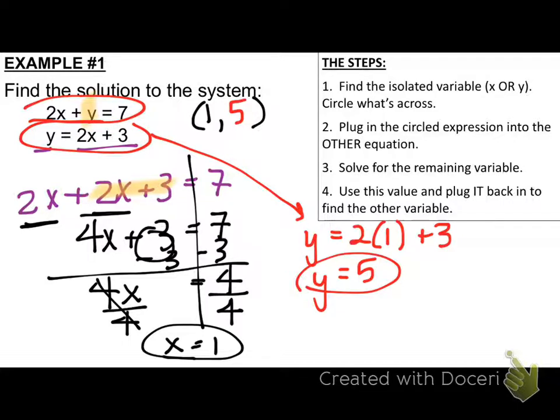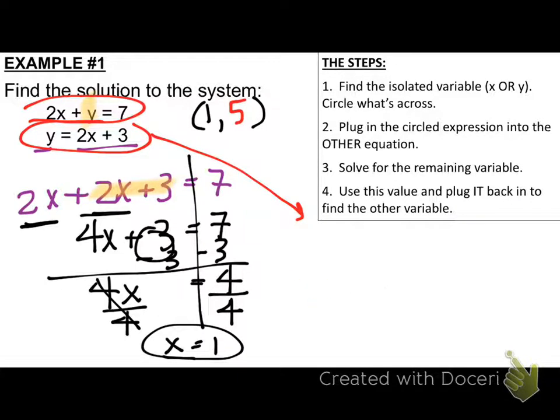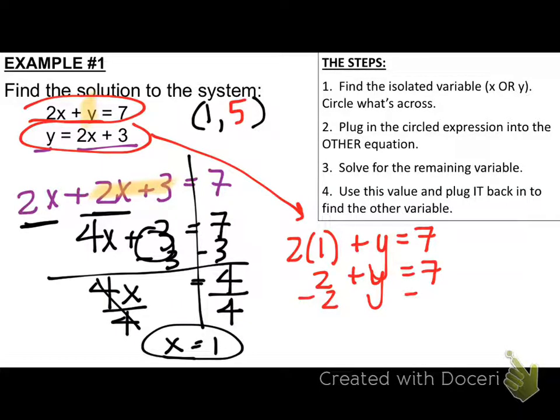You might be wondering, what would it look like if I had plugged it in to the other one? You're probably not wondering that, but oh well, we're going to do it anyways. Let's try it on the other one. So if I put in the 1 for x, two times 1 is 2, minus the 2 over, and you get y equals 5, right? So either one, as long as you plug it back in, same thing. Go ahead and pause this video and get caught up.